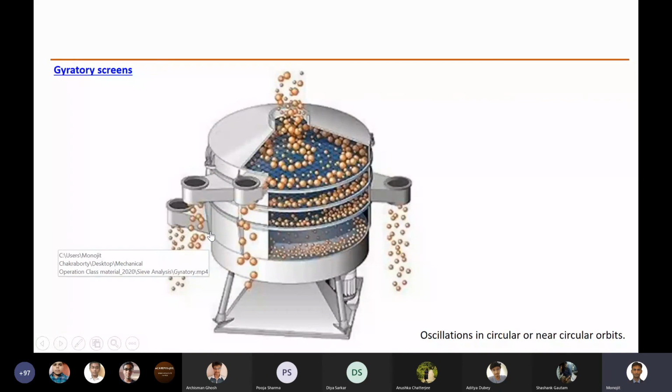The gyratory screen is another popular one where the particle moves in a gyratory motion. Do you know the meaning of gyratory? Gyratory motion means what? Anyone? Any idea? It's a circular or near circular kind of motion that you will see. See how it operates.